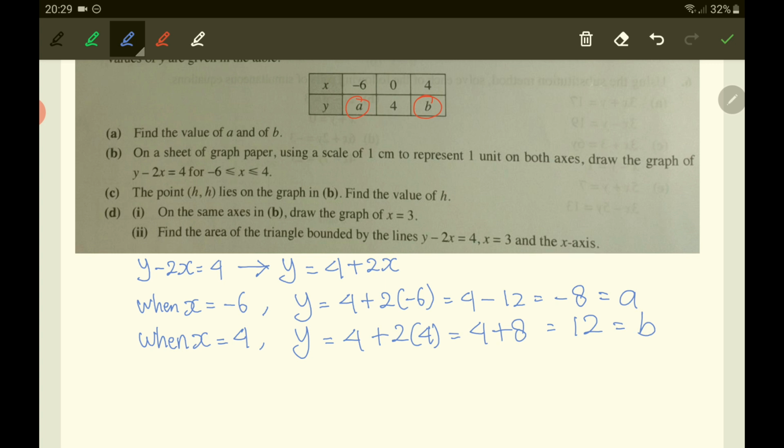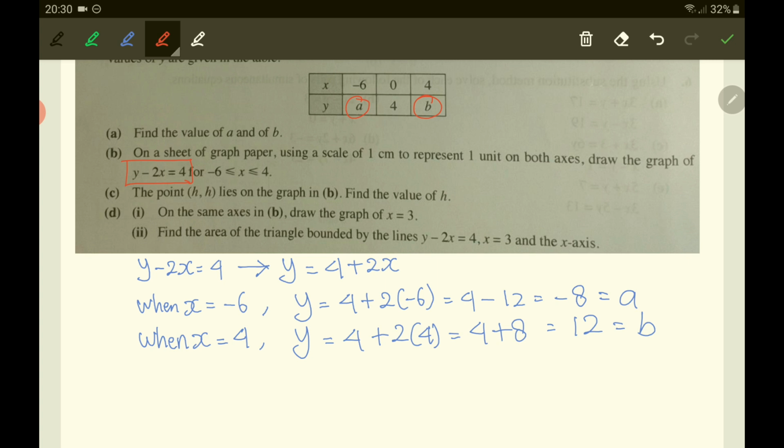Finish. And then the b part. On a sheet of graph paper, using a scale of 1 centimeter to represent 1 unit on both the x-axis and y-axis. So 1 centimeter, 1 unit, the same for x and y. Draw the graph of this one.